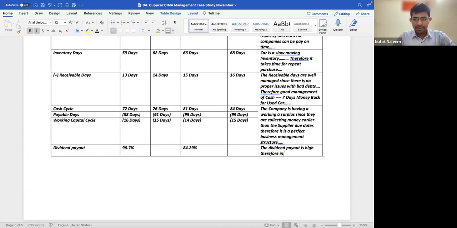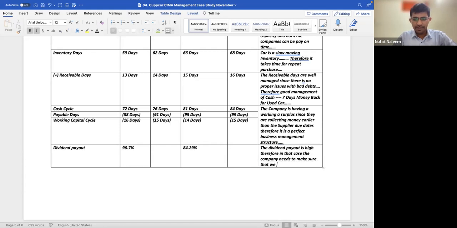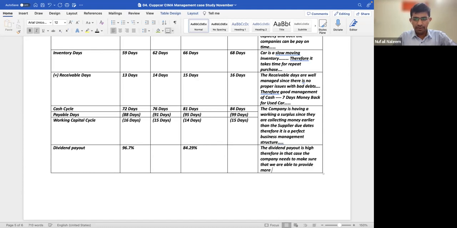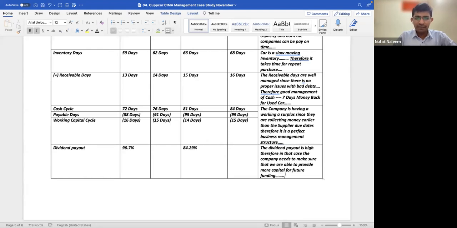Therefore, in that case, the company needs to make sure that we are able to provide more capital for future funding, because when you pay more dividends, you need to ask for more capital for future funding also. Sustainability must be there. But why they give 96%, I don't know. It is very difficult if you pay that much. It will be like a sole trader business. Correct, students? Sole traders only take that much money out of their business.